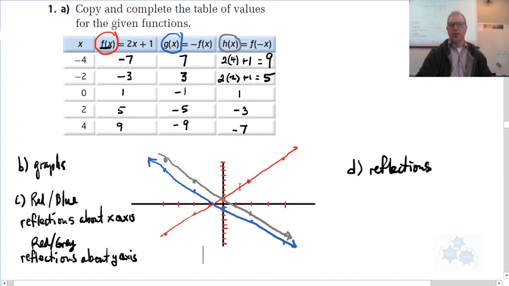And then the blue, or the red, and the gray are reflections about the y-axis. So that's where the negative comes inside there. So they're just reflections about each other, and the invariant points are on the axis of reflection. You can say that as well. So that's number 1.